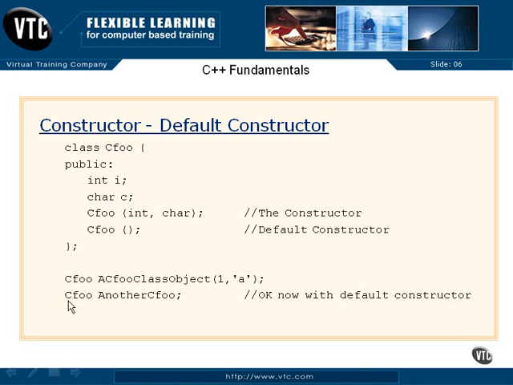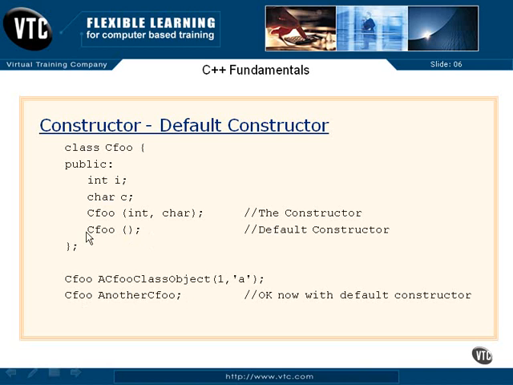So when we come down here and create a CFoo, another CFoo object with no parameters, the compiler will do a lookup. And it will look at this and go, well, that needs an integer and character. Does that match? No, that's not going to work. That's the constructor that it used when it created this object, though. But when it goes to create this object, another CFoo with no parameters, it goes through this list and says, oh, there's a constructor I can use, so it doesn't throw an error.